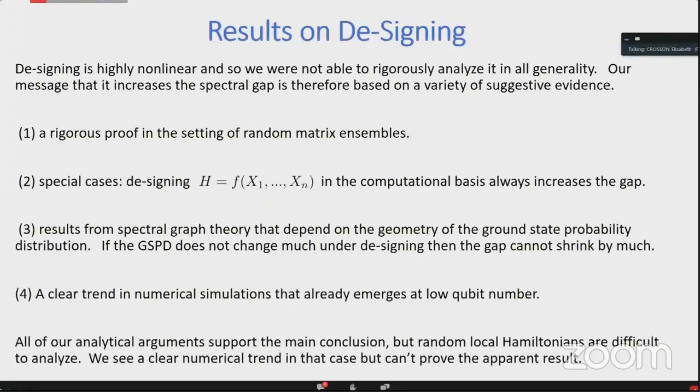But maybe the most convincing thing for many of us is a very clear trend in numerical simulations that emerges at low qubit number. And so all of our analytic arguments support the main conclusion, but what we would really like to address, I would say, are random local Hamiltonians or local Hamiltonians with random non-stochastic catalysts. But these are the most difficult to analyze. So there we rely a bit on a numerical trend, but we can't actually prove the result that the numerics indicate. So there is an open problem here.